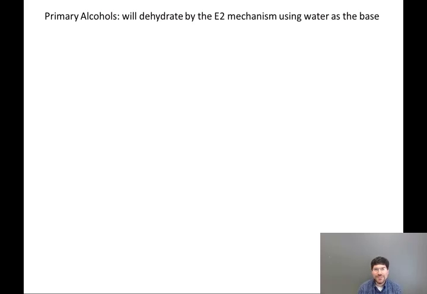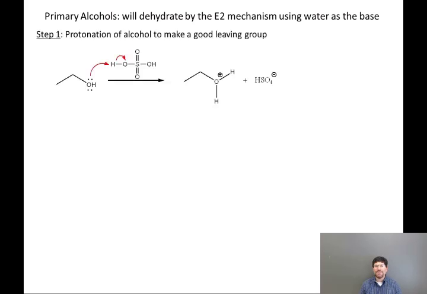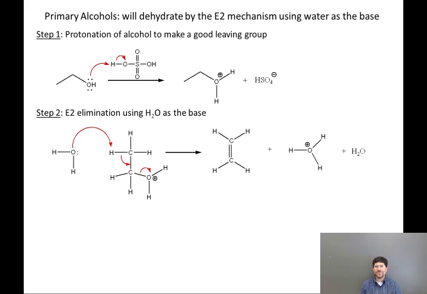The answer will actually be different for primary than it will be for secondary, and the primary case is a little bit simpler, so we'll consider that one first, even though those are the harsher conditions. So if you can get a primary alcohol to dehydrate, it's going to dehydrate by the E2 mechanism using water as a base. So step one of this mechanism is familiar. It's protonation of the alcohol to make a good leaving group.